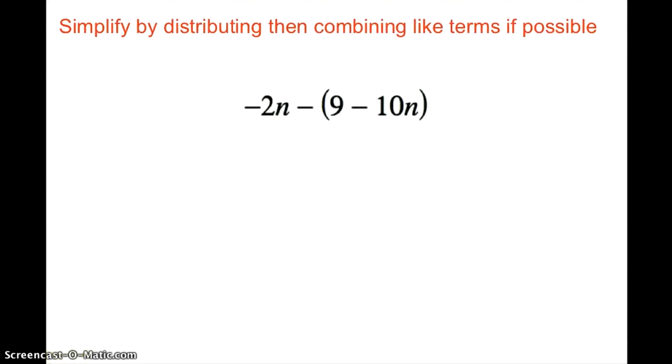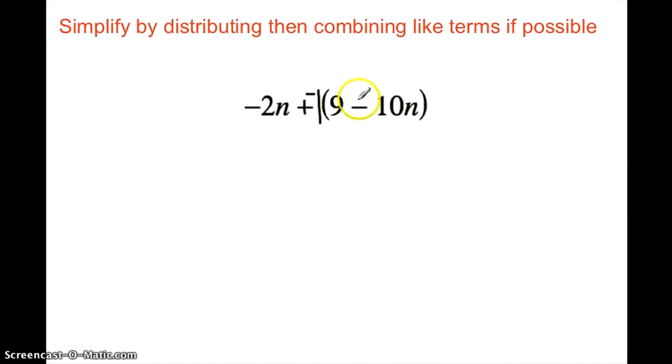Okay, I'm going to distribute. But notice that there is not a number by or exactly squished up against the parentheses. So what I'm going to have to draw is an imaginary 1 right here. And that imaginary 1 is going to represent a -1. Why is it a negative? Because I can add the opposite right here, and that gives me a -1.